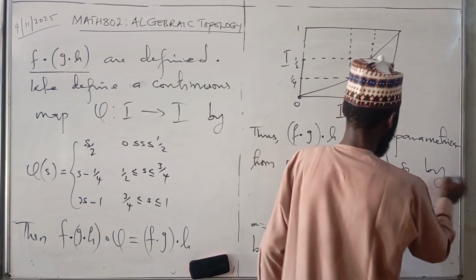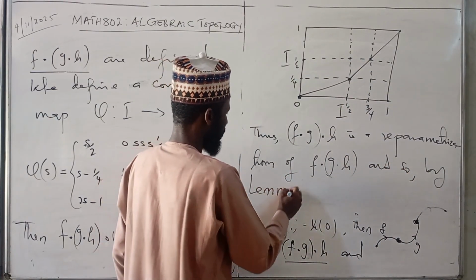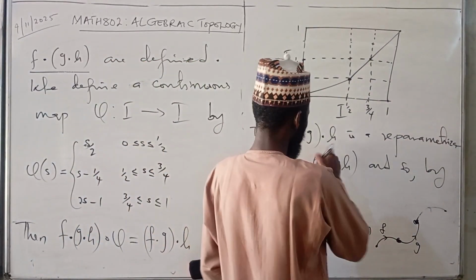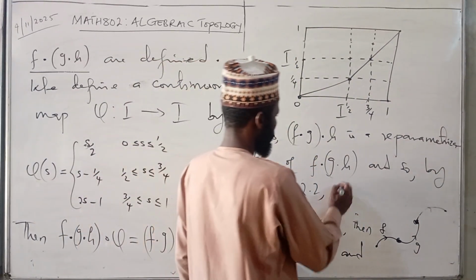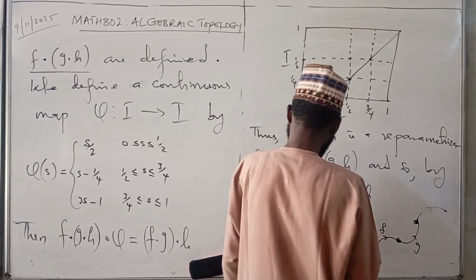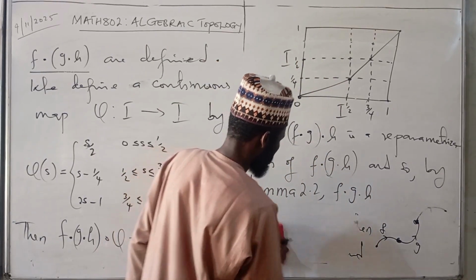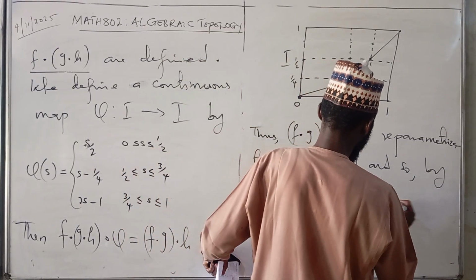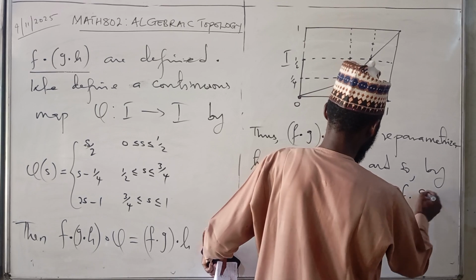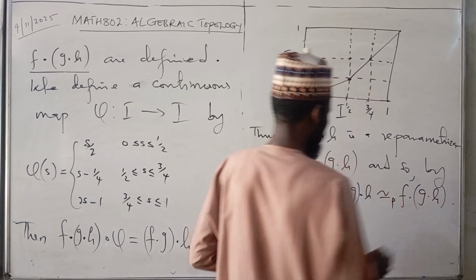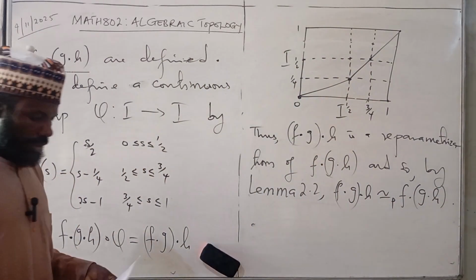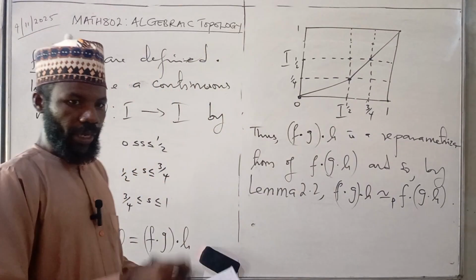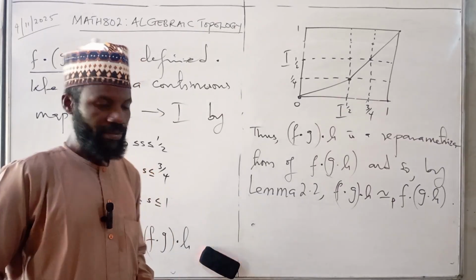And so by the lemma, what? 2.2 in our notes, the two are path homotopic. So (F·G)·H is path homotopic to F·(G·H). So we have the two to be path homotopic. This is how we prove that it's isomorphic. The two are path homotopic. So that means associativity. Okay?